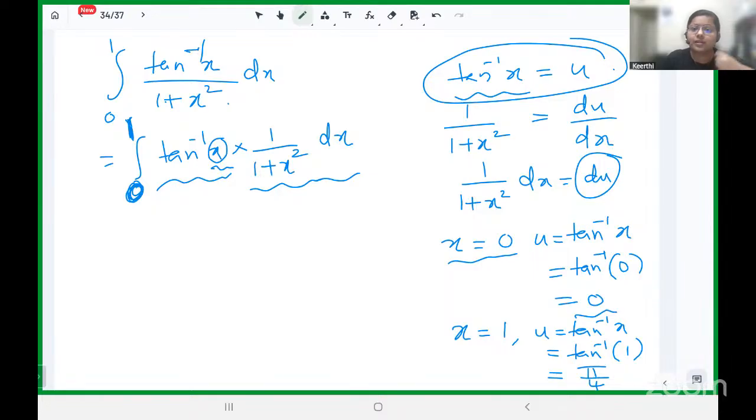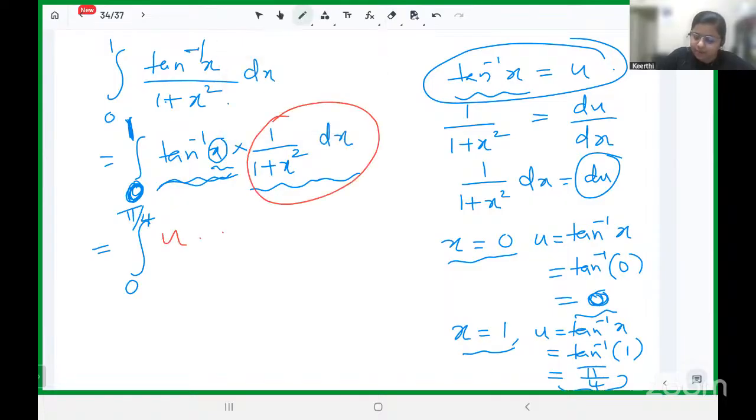Now we have got the limit of the variable u. So we can replace the 0 as 0 itself, right? 0 is 0, and x equal to 1, then u is equal to pi by 4. So 1 will become pi by 4. Now tan inverse x you can replace as u, and 1 by 1 plus x square dx you can replace as du. Now can't you integrate this one?